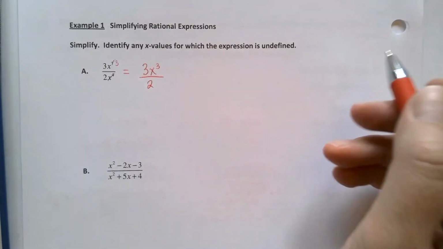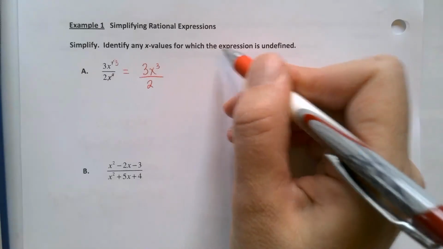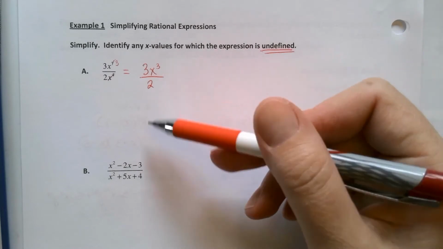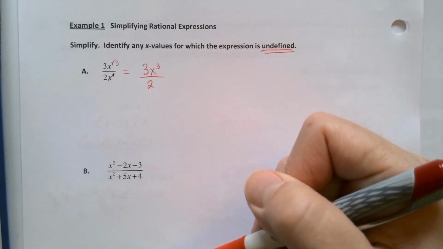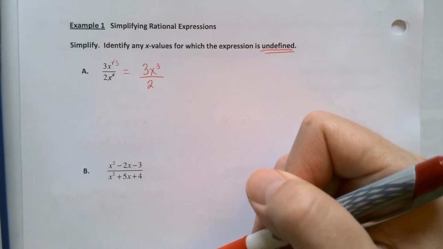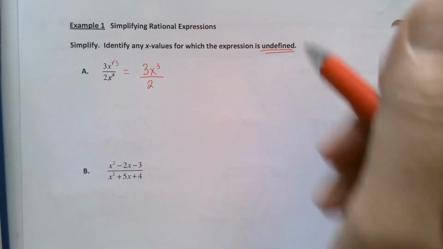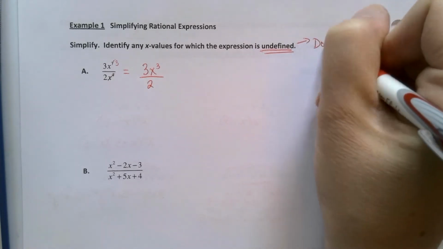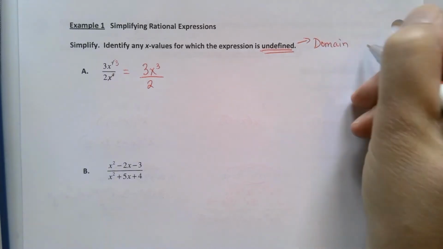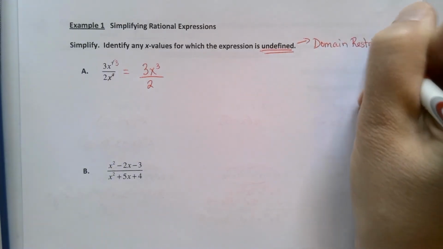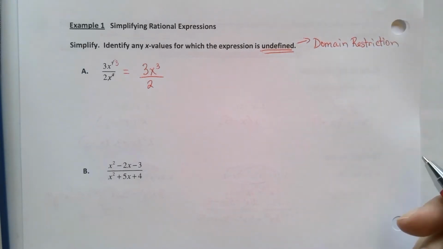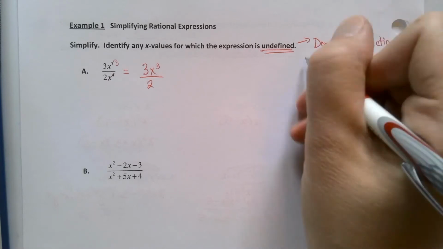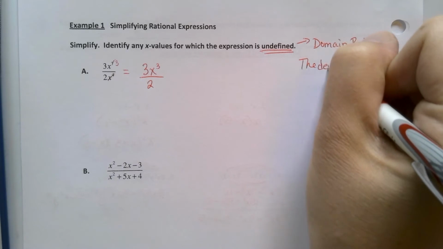All right. Now, it says identify x values for which the expression is undefined. A lot of times I would teach just the simplifying, and then the second day we would go back and focus on the domain restrictions. But we're going to go ahead and focus on both of these today. So what is undefined? Well, it's undefined if it's a domain restriction. Remember, domain is what the x can be. So if we have a domain restriction, we're talking about what x can't be. And the domain restriction in our problems is coming from the denominator. The denominator cannot equal 0.